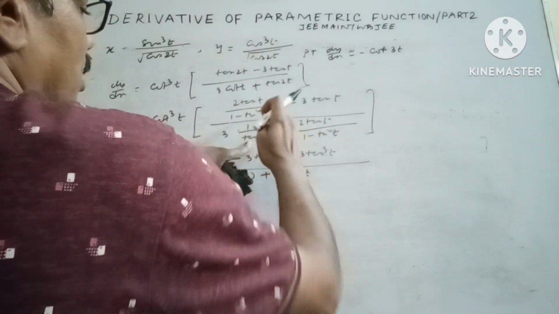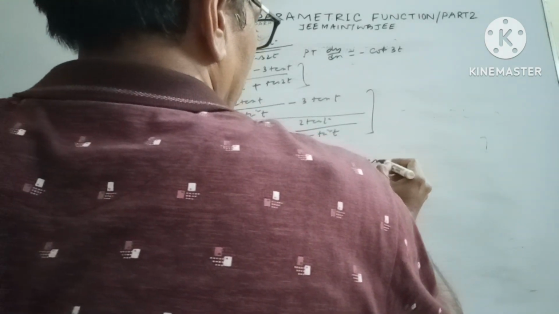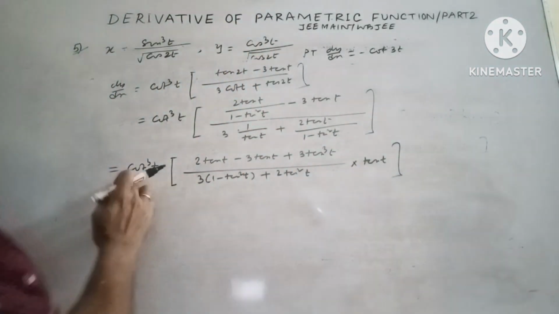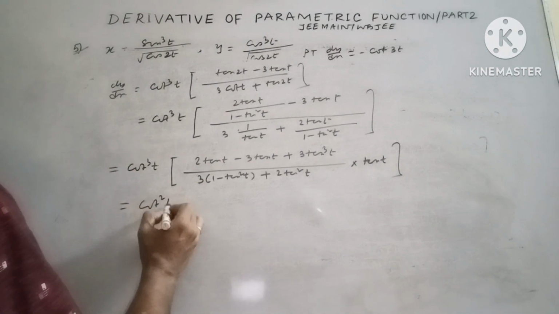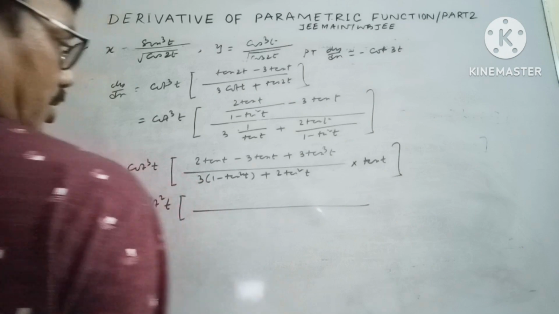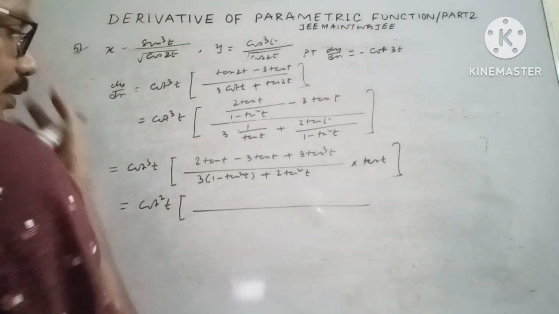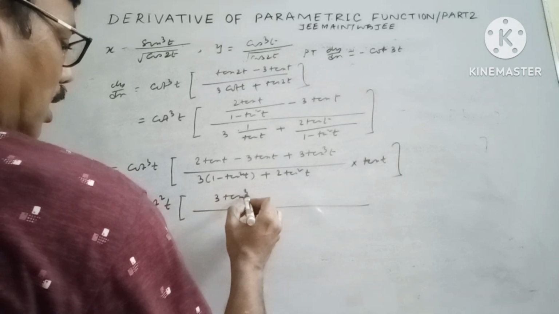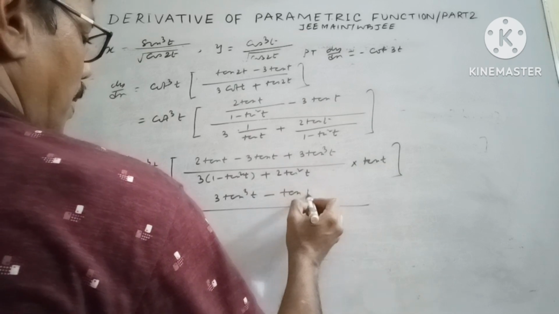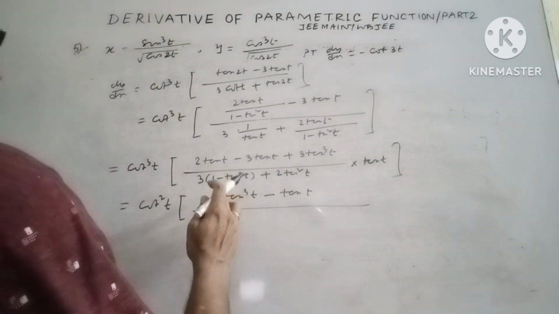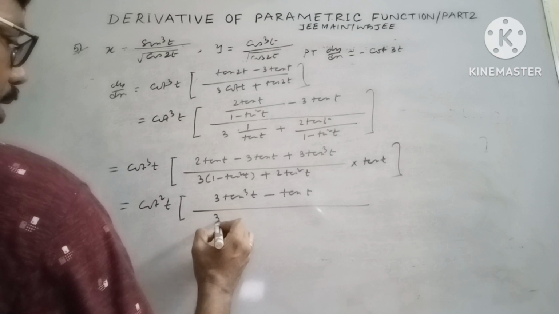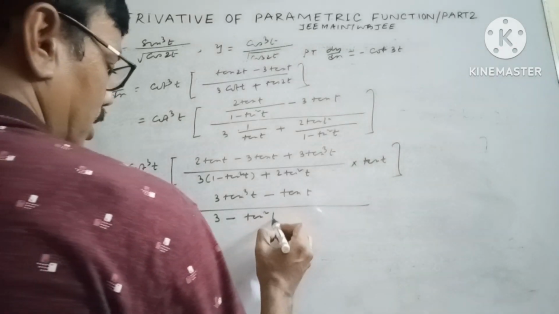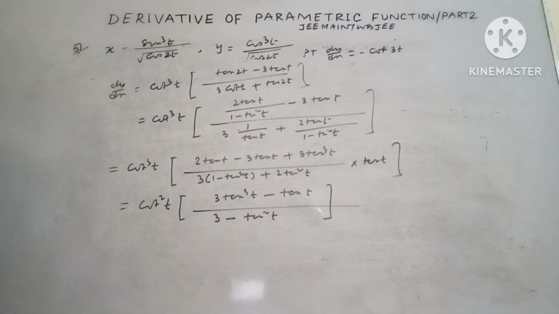The LCM is tan t, so tan t is in the numerator. So 1 tan t will be there. Now this into this is cot square t, and it is 3 tan cube t minus tan t, and it is 3 minus tan square t. So this one.